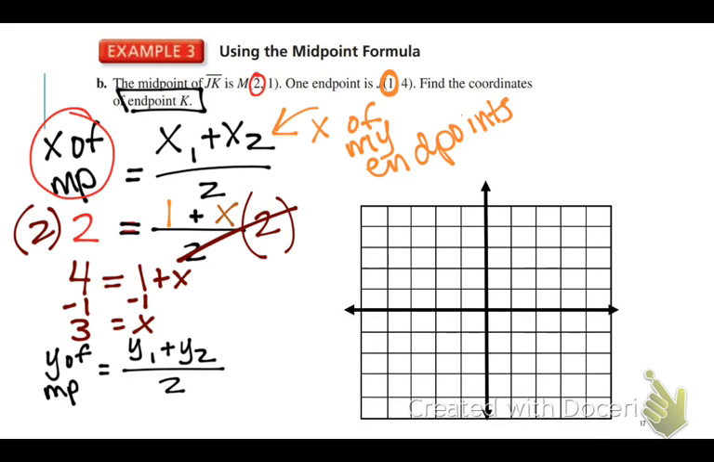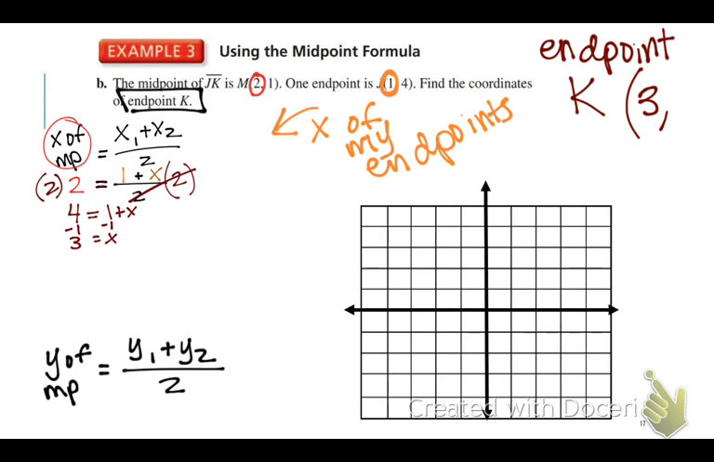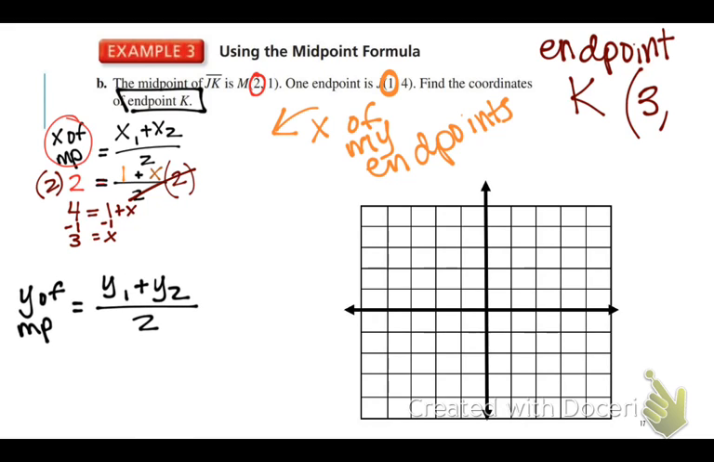Remember, we're finding an endpoint. What's my endpoint's name? I circled it earlier. K. So of my endpoint K, I found the x coordinate, which is the number 3. Now I need to find the y. We're going to do the same thing, except with the y's. In order to have room, I have to shrink this. I'm going to shove it up in the corner.